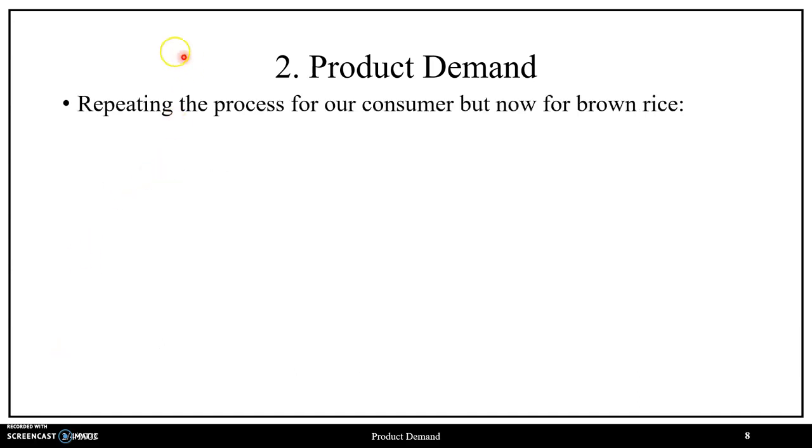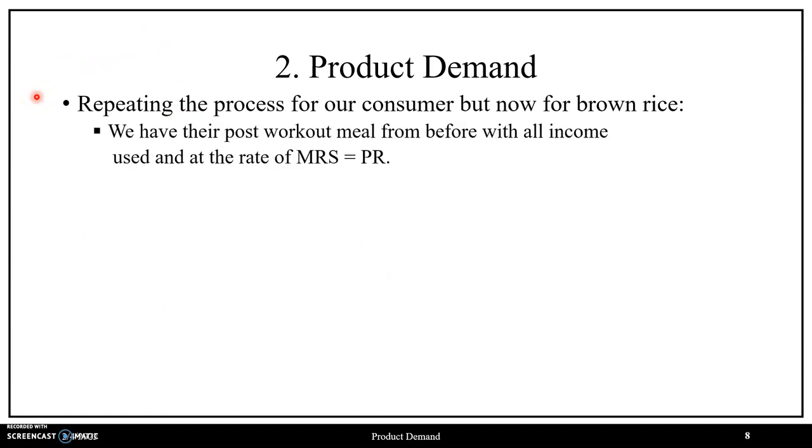So to further go through this process, let us repeat it now, but for brown rice. We have our consumer as before, considering their post-workout meal, and they're going to be using all of their income at the rate of the marginal rate of substitution equaling the price ratio. We have our utility maximization process on the right as before, giving us point B, our particular post-workout meal with the quantity level of brown rice, as well as ground beef.